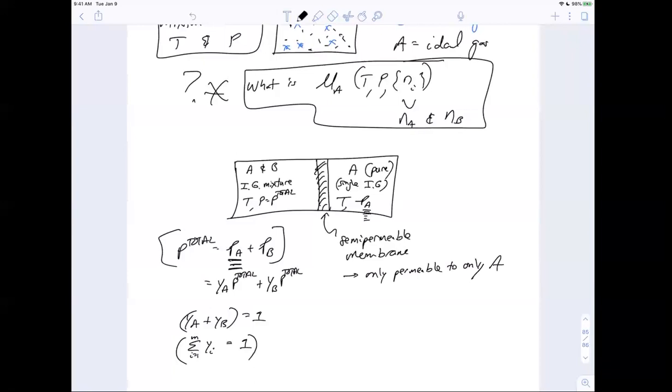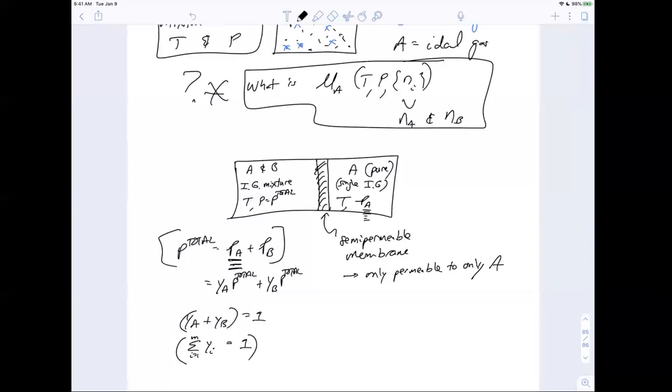Right. No, you're right. There is A on both sides. So for all intents and purposes, does A see the membrane? Is that membrane of any consequence to the gas A? No, because it can go back and forth through both sides, correct? Exactly. So it would be the same. Okay, good. All right. So, okay, that's right.